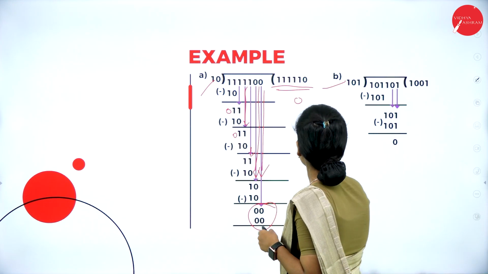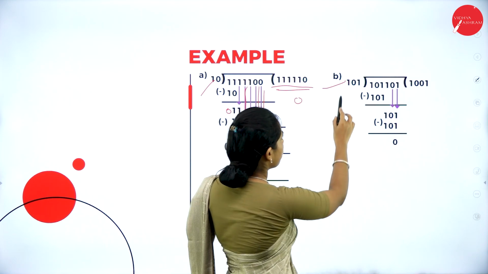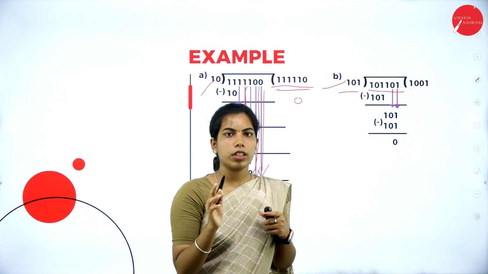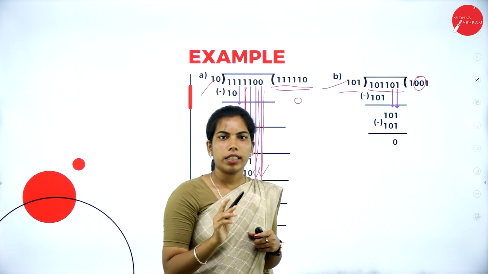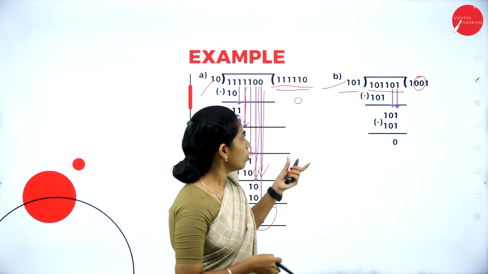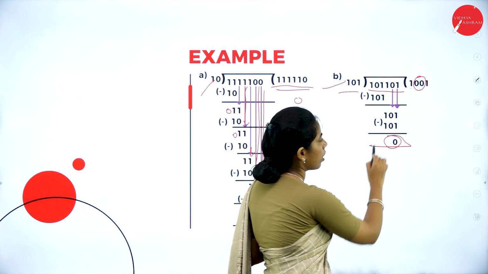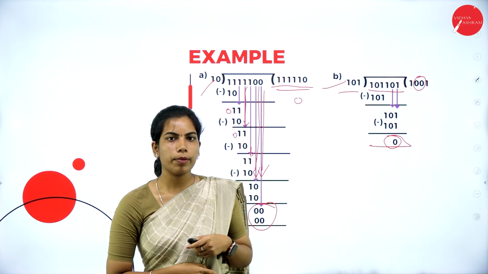So let's see the second example. So here you can see the second example. 101. From the 101 I have to divide 1, 0, 1, 1, 0, 1. At a time I have to take 2 digits. So that's why I put 2 zeros here. So here you can see 101, 101. You will get 0 as the last result. This is how you have to do the binary division.